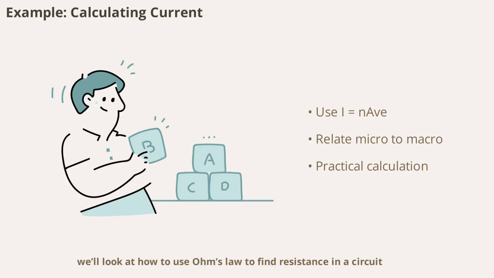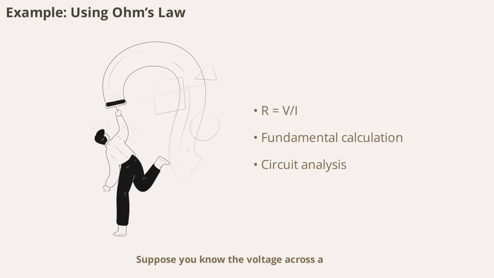Next, we'll look at how to use Ohm's law to find resistance in a circuit. Suppose you know the voltage across a resistor and the current flowing through it. By rearranging Ohm's law, you can calculate the resistance as R equals V over I. This simple calculation is fundamental in circuit analysis and helps in designing and troubleshooting electrical systems. Understanding how to apply Ohm's law in real situations is a key skill for anyone working with electronics.